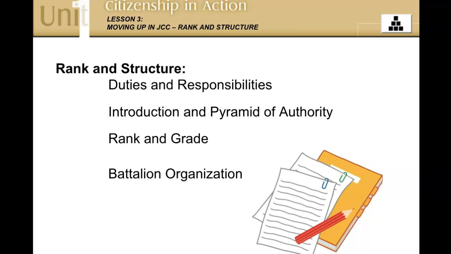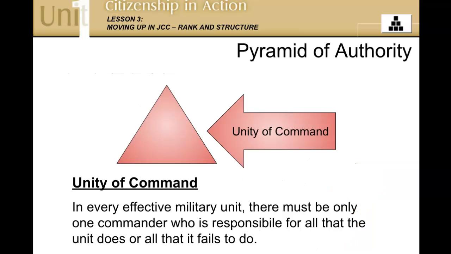Rank and structure. Let's take a look at duties and responsibilities, the pyramid of authority, rank and grade, and battalion organization. When we talk about the pyramid of authority, understand this is a top-down model. So we start at the top with unity of command, and then we get to the bottom with chain of command.